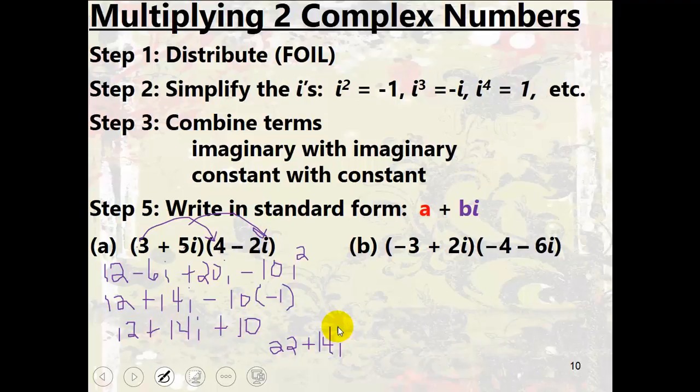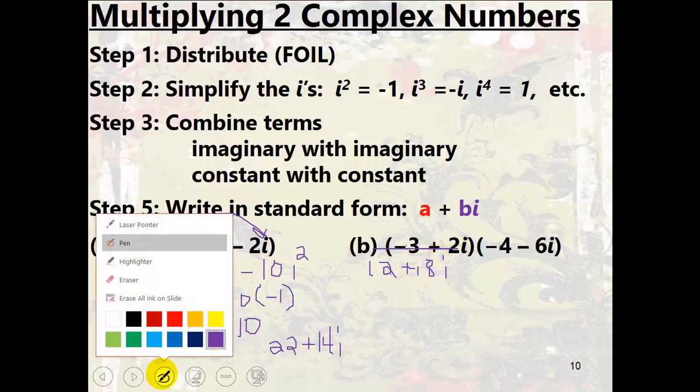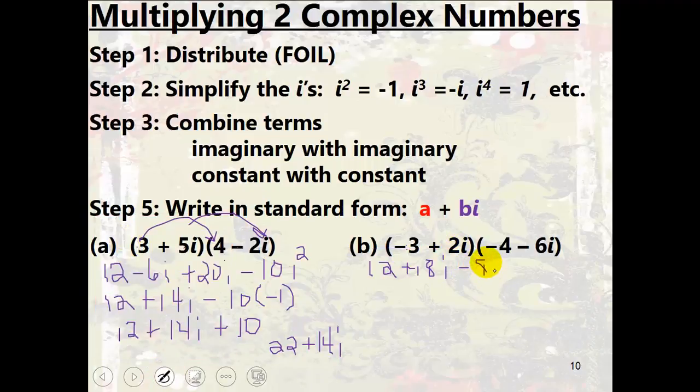All right, let's check this. I'm going to go negative 3 times negative 4. That is positive 12 again. Negative 3 times negative 6i, that's positive 18i. 2i times negative 4 is negative 8i. And then 2i times negative 6i, that's negative 12i squared.